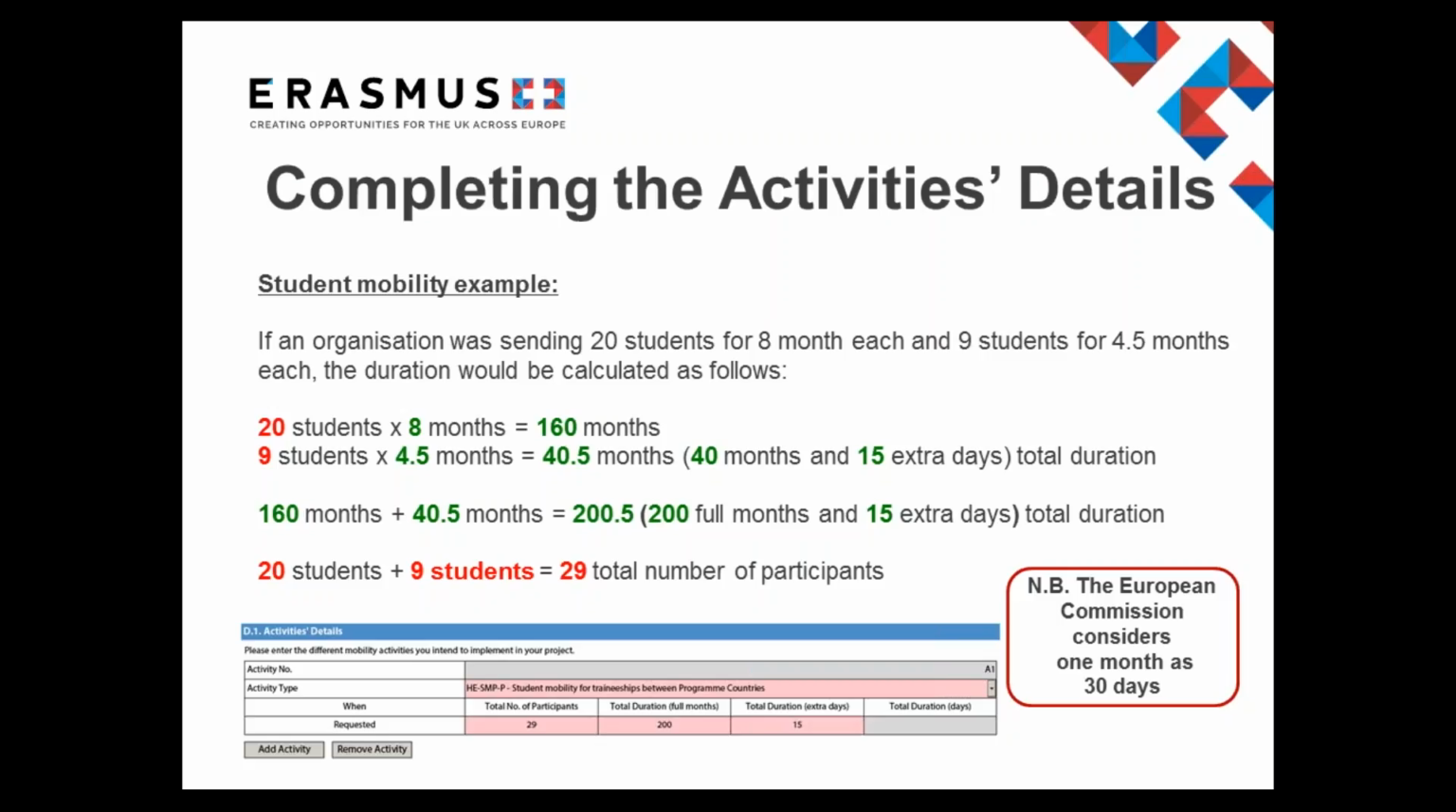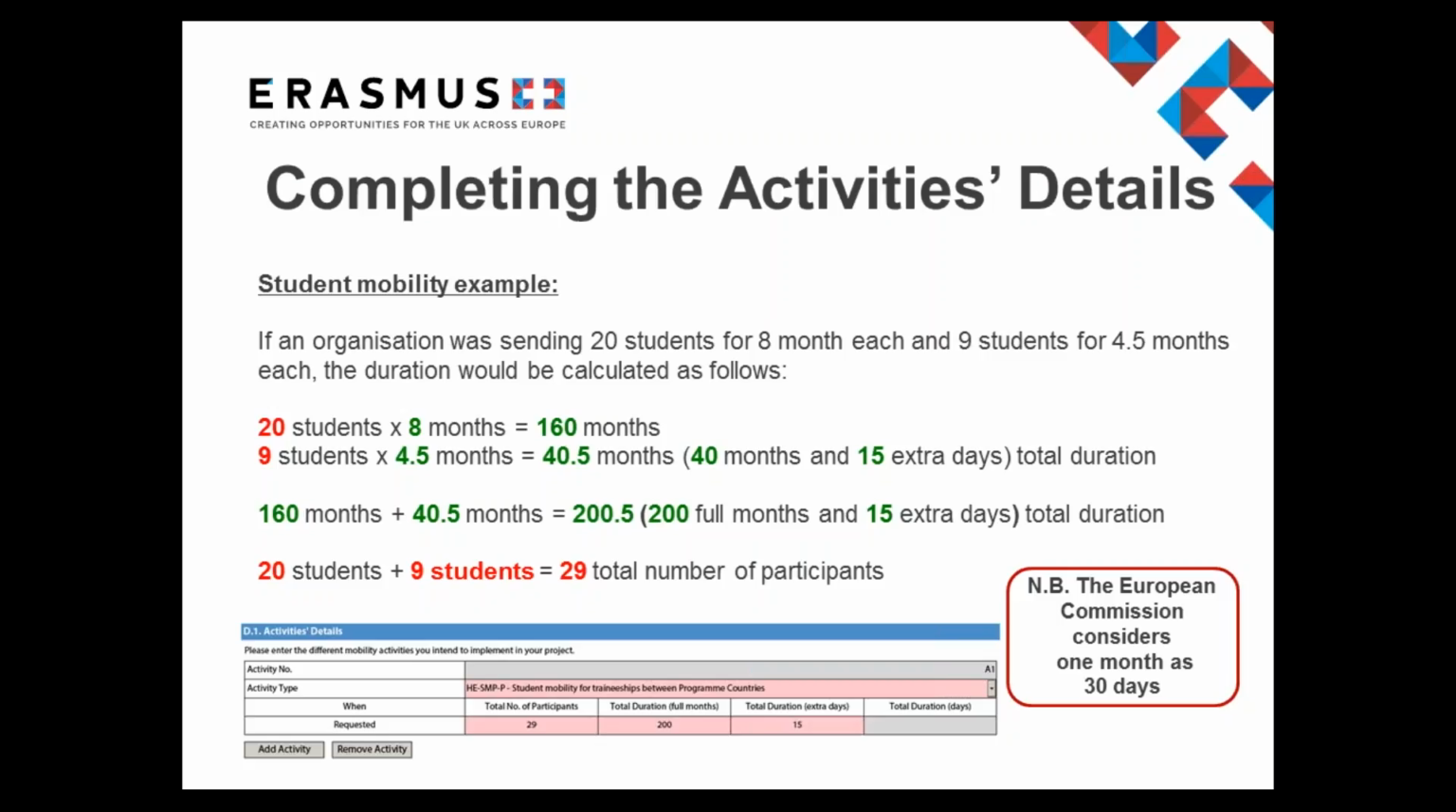So when we add those two figures together, we can see that the total duration for all of the students is 200.5 months. So that's 200 months and 15 extra days. Just bear in mind that the European Commission considers 1 month to be 30 days. So if you have to put in a fraction of a month into that total duration extra days column, just bear that in mind. So now we've got our total duration, we can type that into the application form.